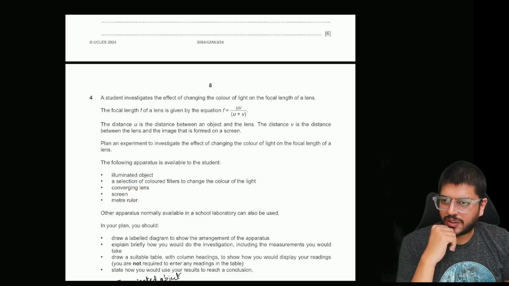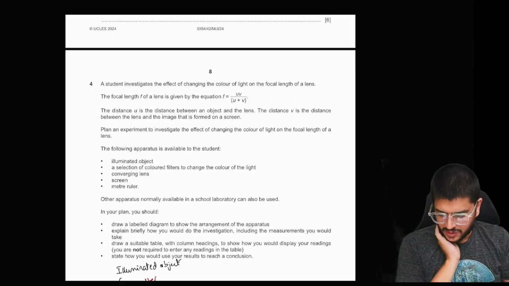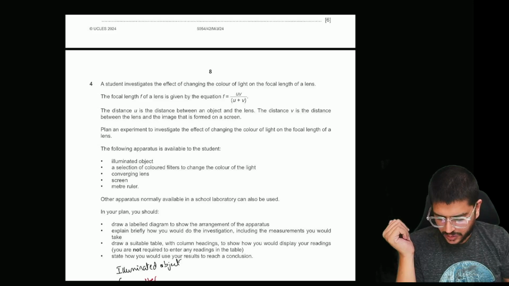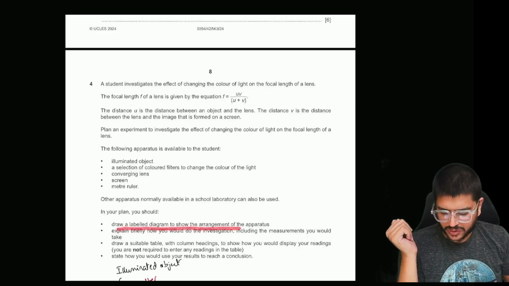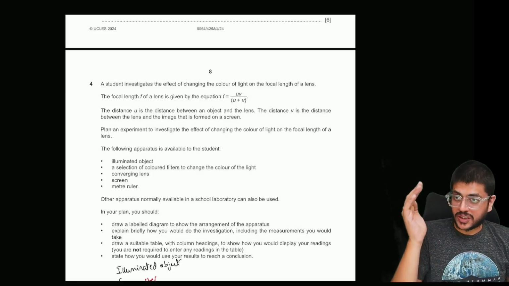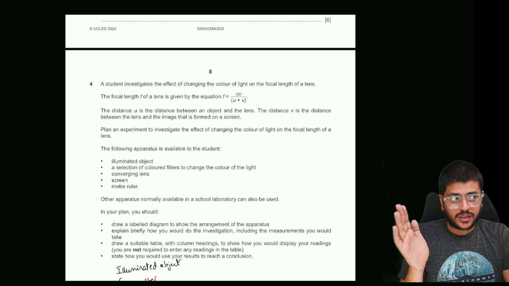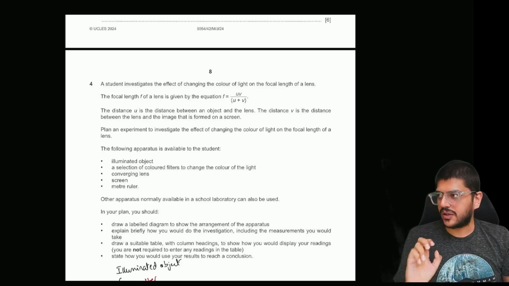Do you have an idea now? Think. Pause the video and think now, and try to answer these questions. So they've given you this list. Other normal apparatus is available. In your plan, you should draw a labeled diagram to show the arrangement of the apparatus. Have you understood the question? The question is very simple. You're changing the color, and by changing the color, naturally the focused image will shift.